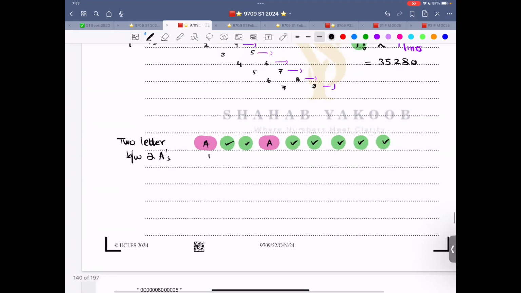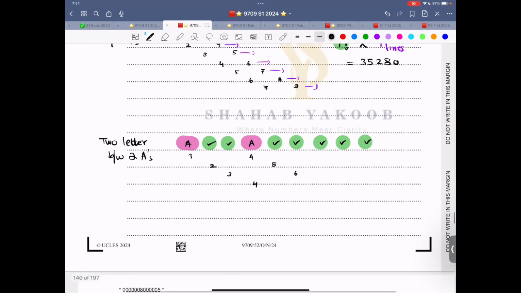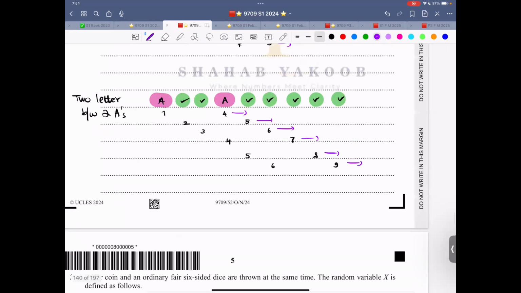This time, this is first and fourth. Now it's second and fifth. This is third and sixth. This is fourth and seventh. This is fifth and eighth. And this is sixth and ninth. So again, how many lines do you see over here? You see line 1, line 2, line 3, line 4, line 5, line 6. So there are 6 lines over here.